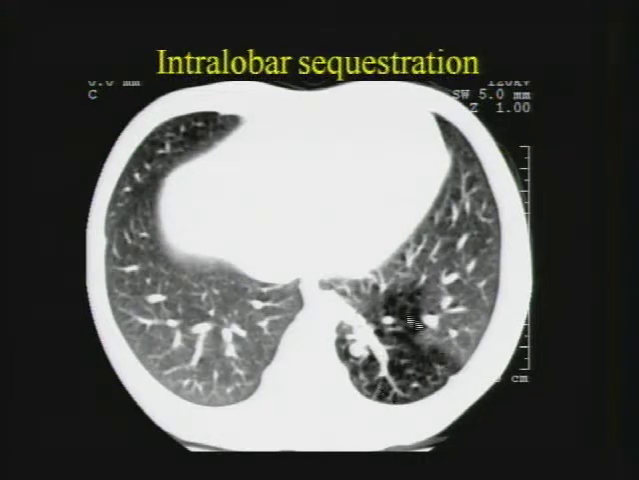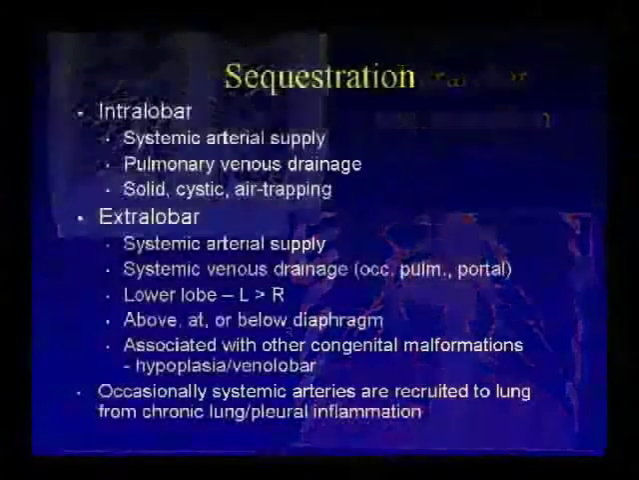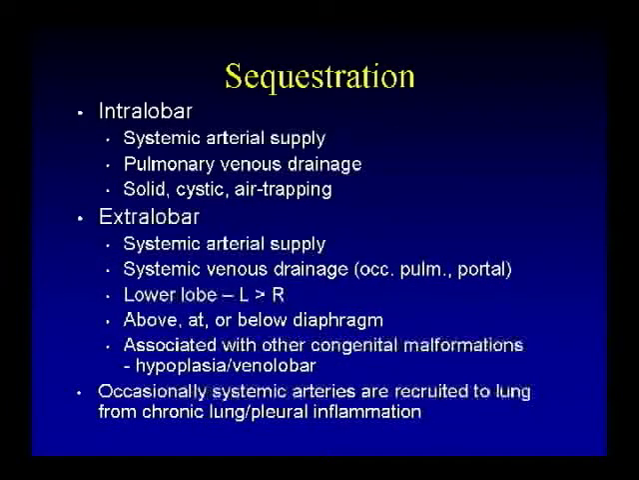Here's a case where an extra vessel comes from the descending aorta but supplies part of the lung. This is an intralobar sequestration, sometimes associated with little focal air trapping. And again, sequestration is important to understand. In the interest of time, I won't read all this, it's in your handout, but to recognize the differences between intralobar and extralobar sequestration and their associations.